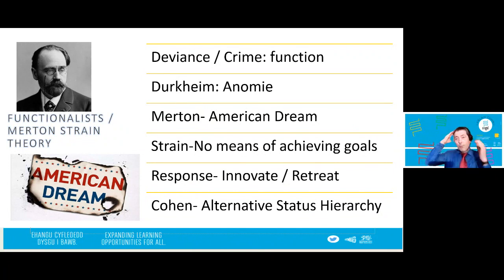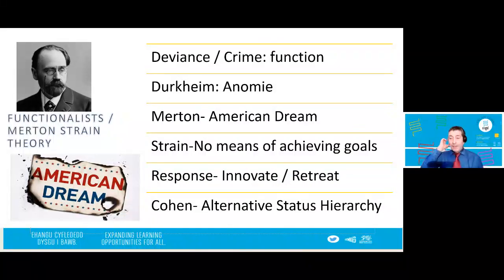Now, the responses to not being able to achieve those goals were 5-fold, but the 2 that interest us for criminology are the innovators, those who veered towards criminal ways to achieve material success, and the retreatists who possibly sought out other avenues of enjoyment, drugs, alcohol. So they retreated themselves from society. Now, those are the ones that invariably led to crime.